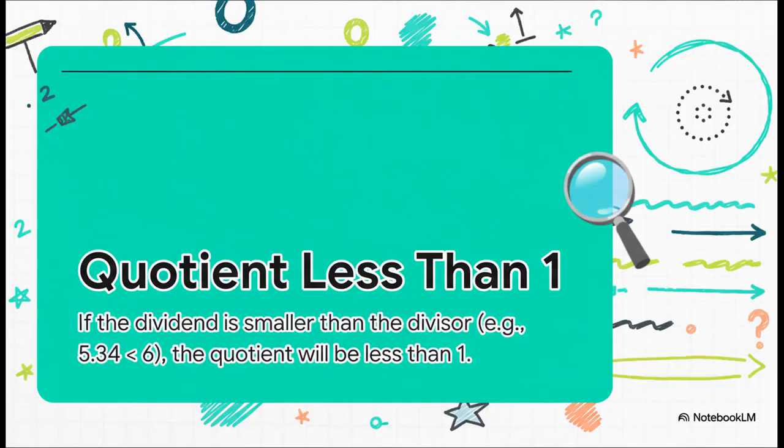So what do you do if the number you're dividing is actually smaller than the number you're dividing by, like 5.34 divided by 6? Well, just think about it. You can't make a group of 6 out of just 5, right? That's impossible. And that's your big clue that the answer has to be less than 1. It's got to start with 0 point something.